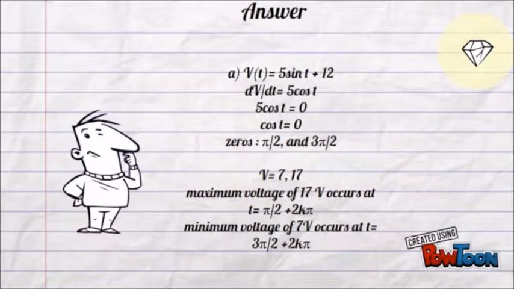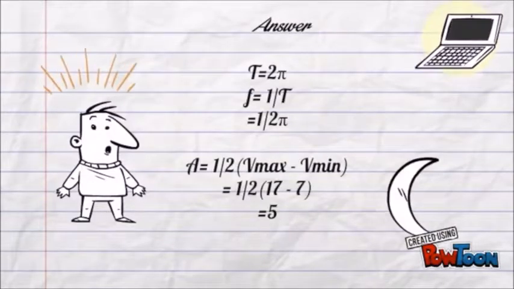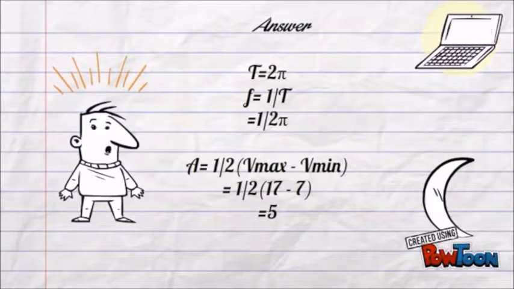Hence, it is a maximum voltage at 17 V when t equals pi over 2, and it is a minimum voltage at 7 V when t equals 3 pi over 2. The period can be identified because it is the time required for one complete cycle of a sine graph, which is 2 pi. To find the frequency, we use the formula f equals 1 over T and substitute T with 2 pi. Hence, the frequency is 1 over 2 pi hertz.